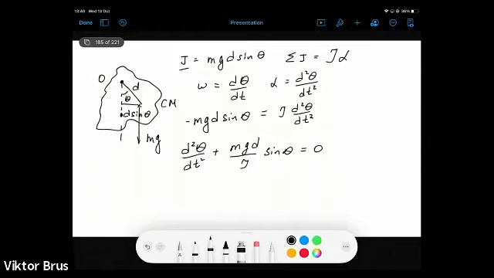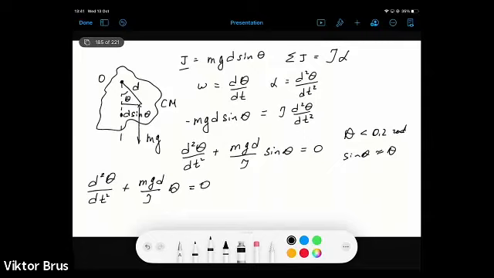So now again we consider the fact that we perform all this periodic motion with theta quite small, so theta less than 0.2 radians, and in this case sine theta can be replaced by theta with some level of accuracy. So we will have the final differential equation for this periodic motion of a physical pendulum: d squared theta over dt squared plus m times g times d divided by I times, instead of sine theta, we have theta, equal to 0.